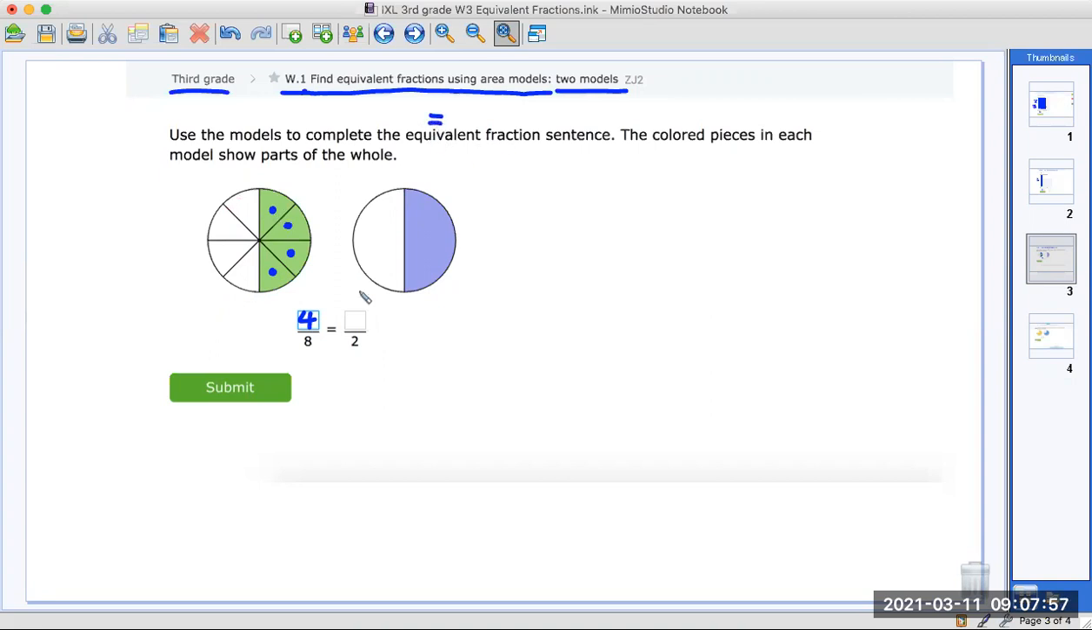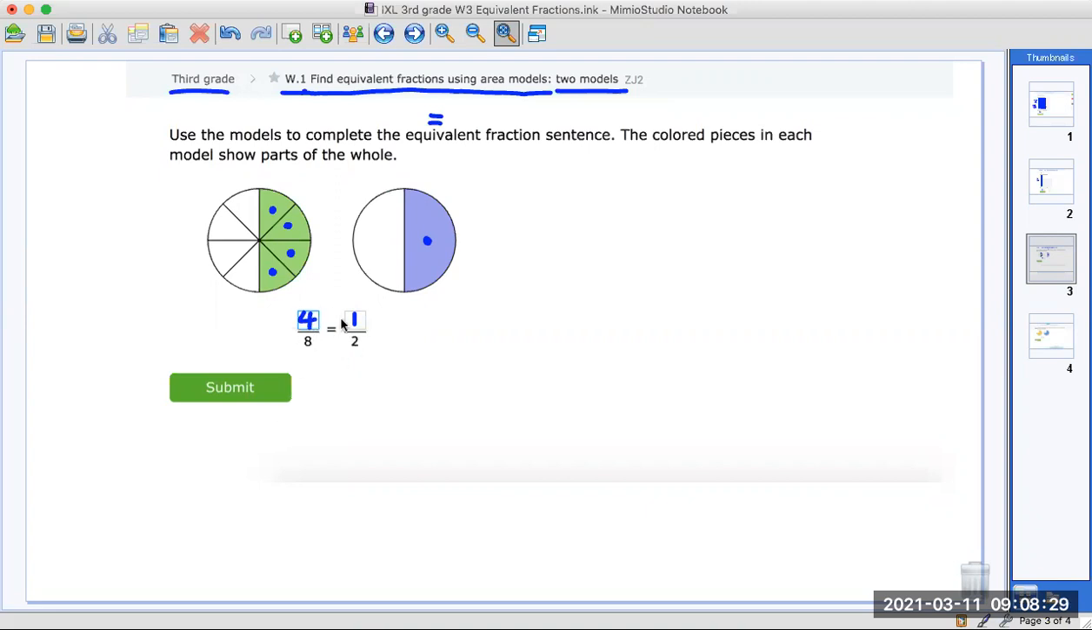So 4 out of 8 slices is the same as, this is an equal sign, that's equivalent, same as. Now we're looking at the same picture. It's the same pizza, the same size, everything, but how much is shaded in now? We got 2 parts, 1, 2, that's always your denominator. But how many are shaded in? 1 of them. So these are your equivalent fractions. In other words, 4 out of 8 is the same as 1 out of 2.